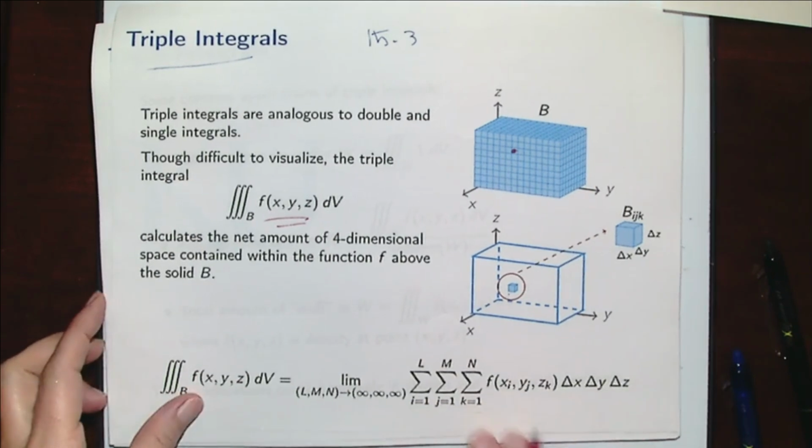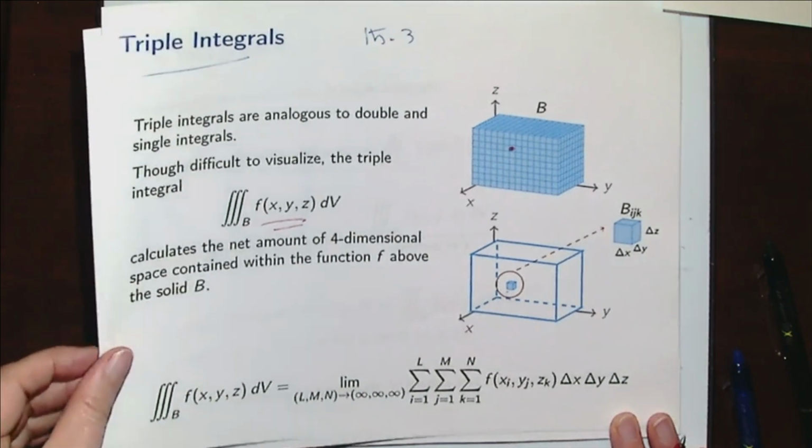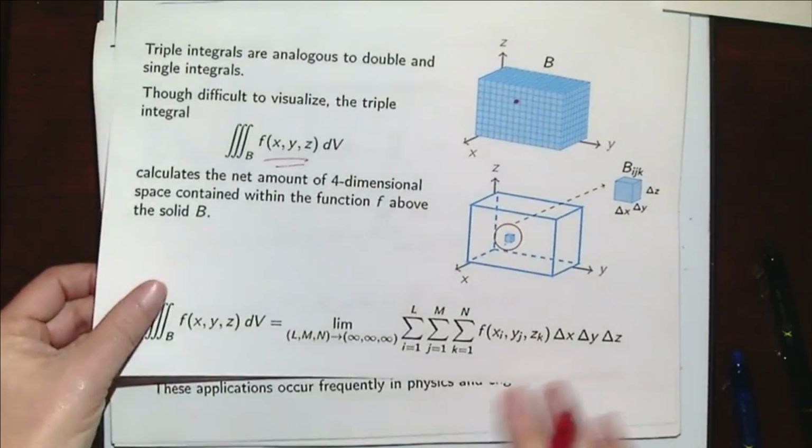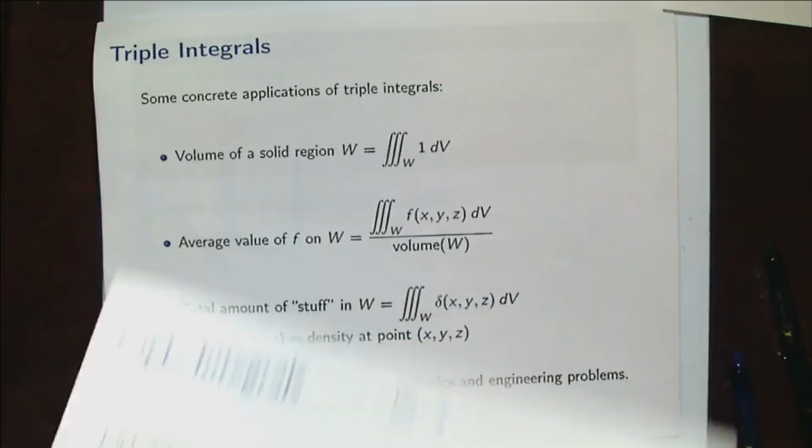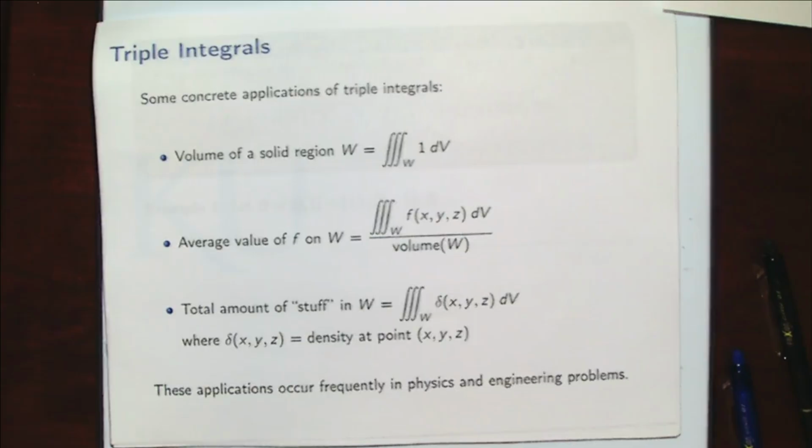You saw that I wrote down the triple integral, the triple sum, last time with the limit, which is a weird thing. So I'm not going to do it again. One time is good enough.